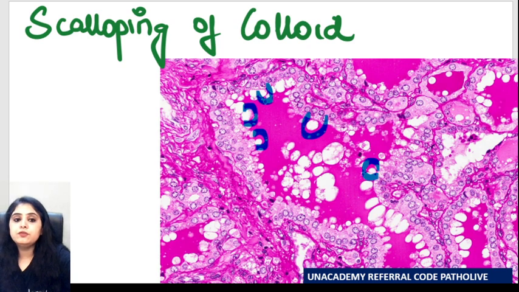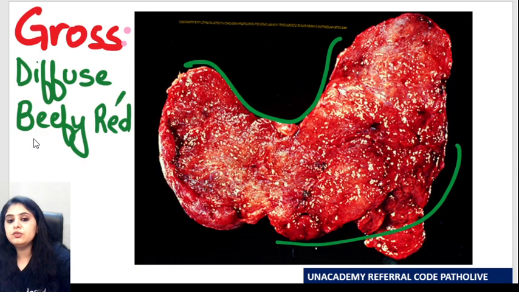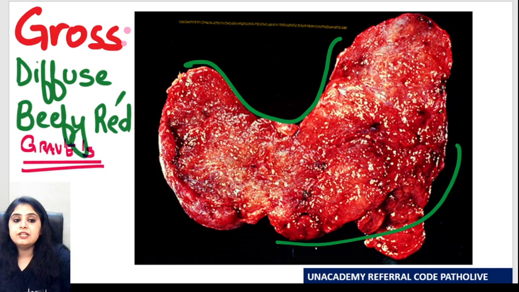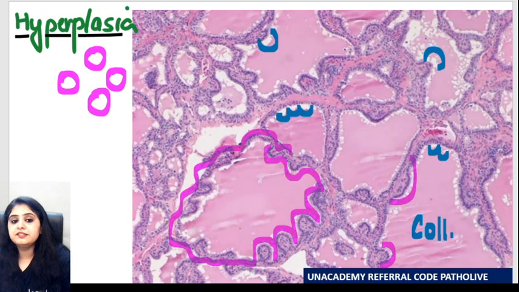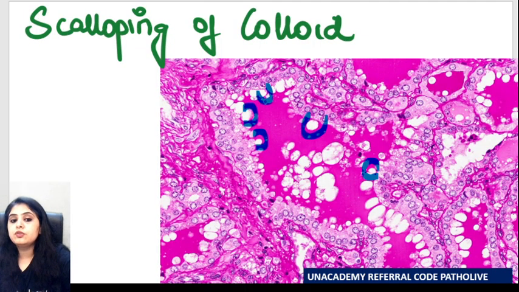So repeating for all of you, this is a case of Graves' disease. What all do you see? Graves' disease shows you diffuse beefy red enlargement of the thyroid gland. It shows you hyperplasia of the follicles. It shows you scalloping of colloid.